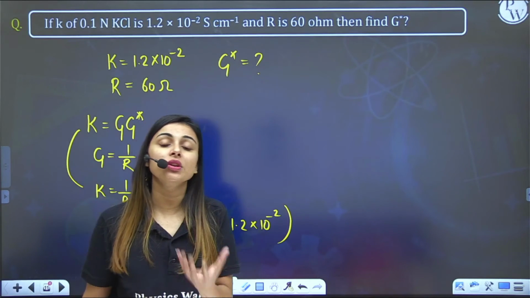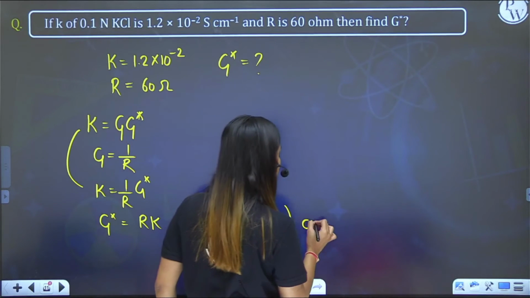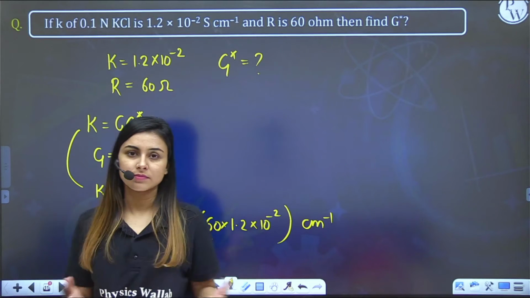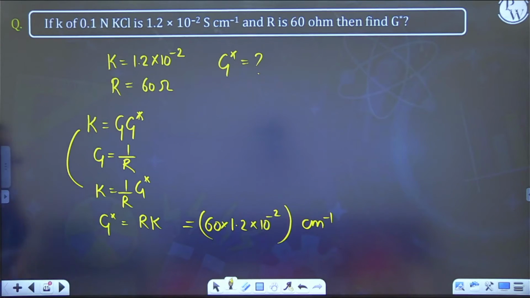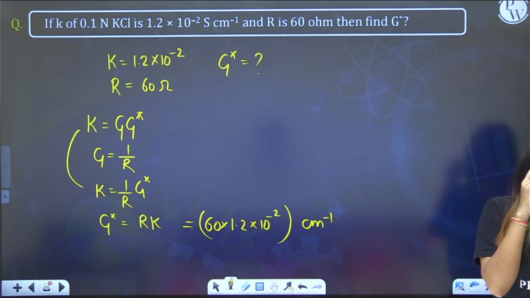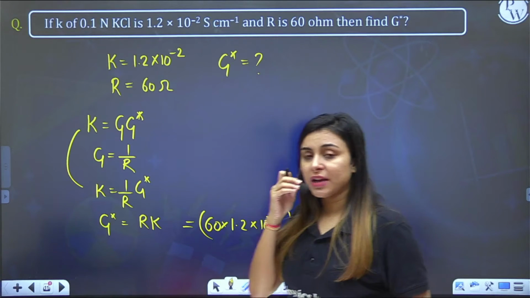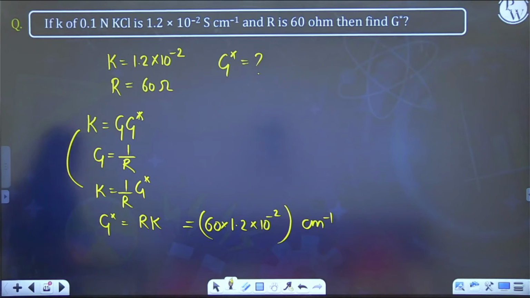And my dear students, what is the unit of cell constant? It is centimeter inverse. This is how you solve the numericals. Just write down what is given to you, and accordingly write the formula, modify the formula, and solve the question yourself. I hope you're clear with this. You can pause the video, write it yourself, and then we'll move forward.